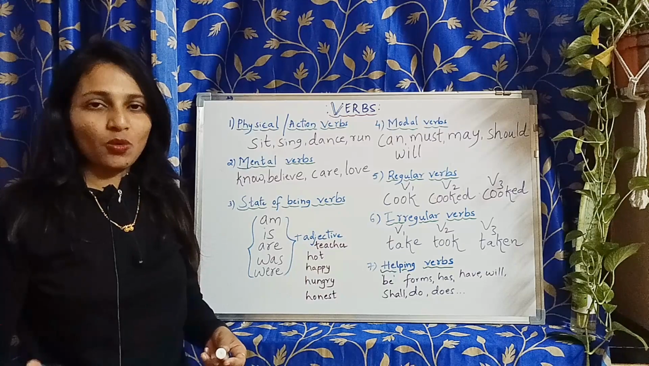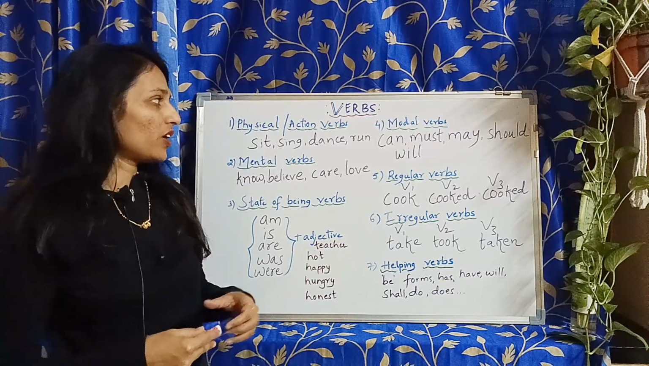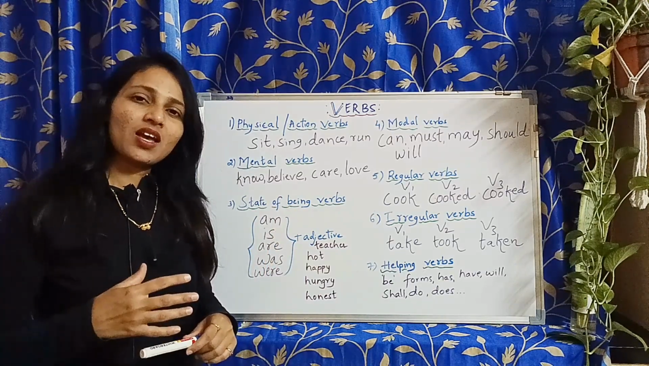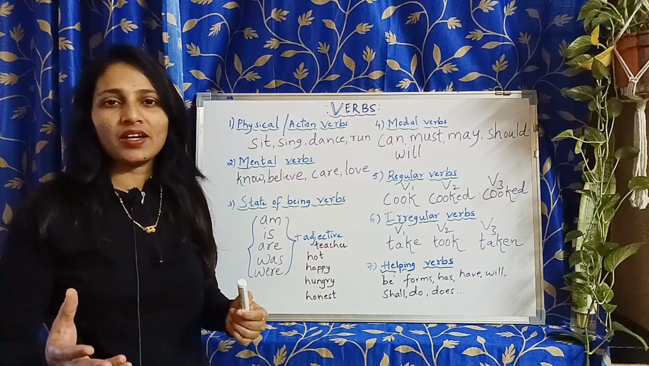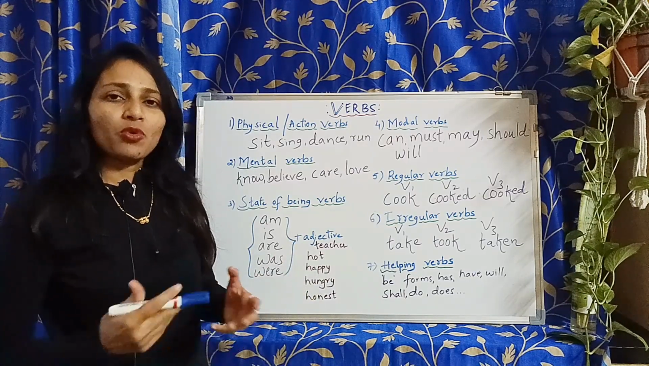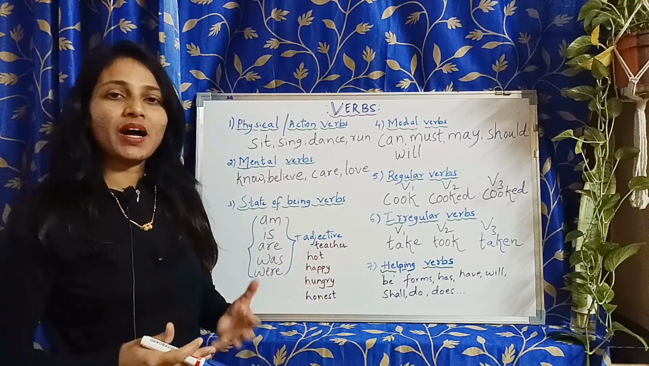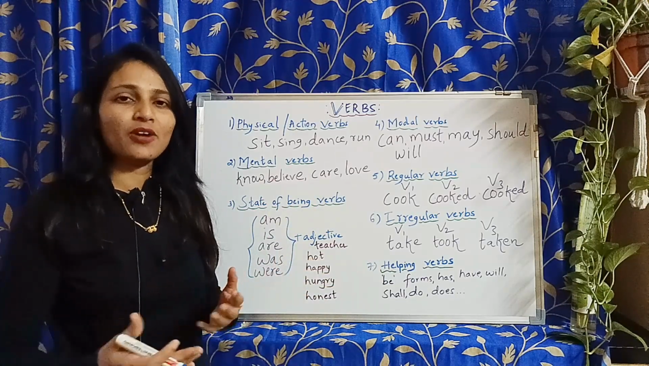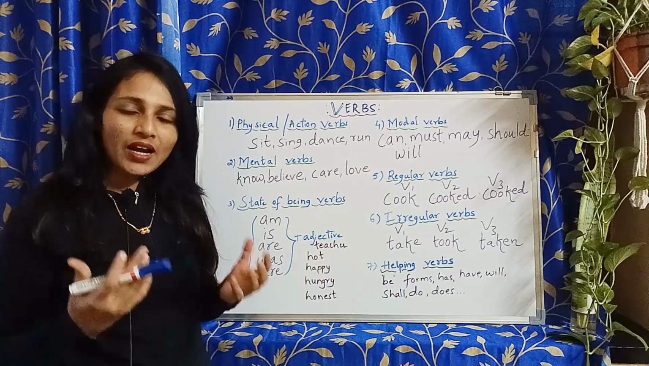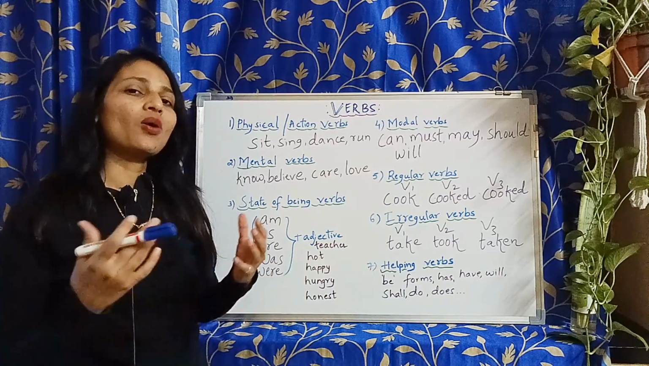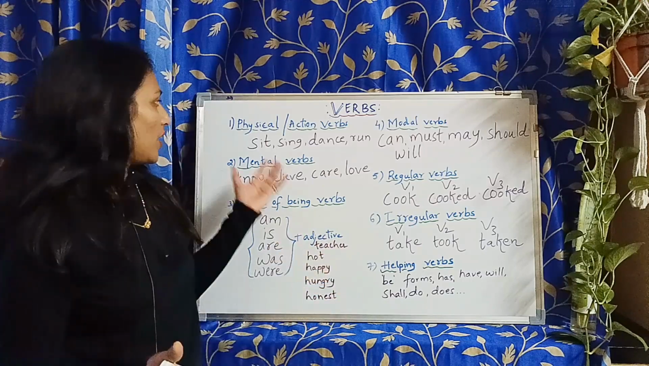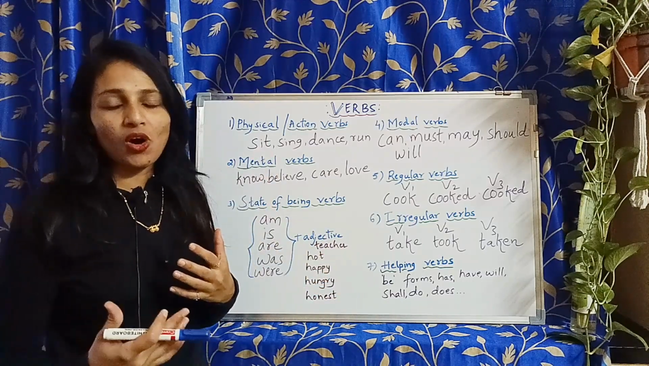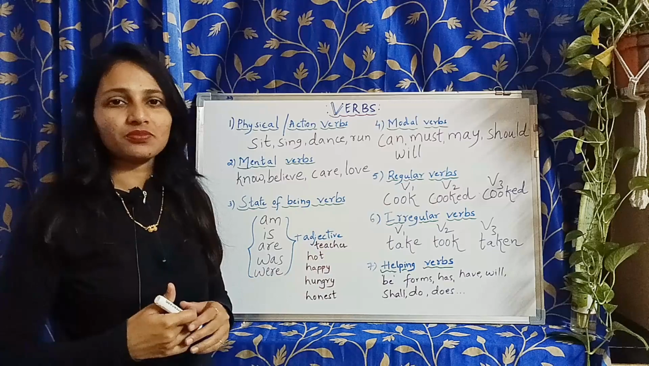Having said this, verbs come in different categories and it is most of the time very confusing for children to understand verbs. Now I am going to make it much simpler by categorizing the verbs and also telling you what kind of verbs will be coming under what category. First up, we have physical verbs or action verbs.